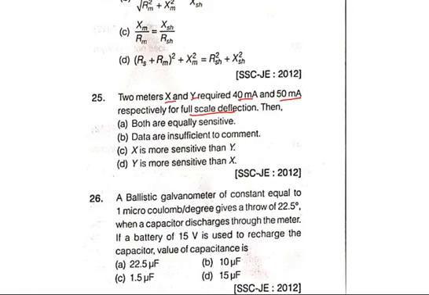Okay, two meters, readings given. For one meter 40 milliamps, another meter 50 milliamps. Which is more sensitive is asked. See, two meters X and Y required 40 milliamps and 50 milliamps respectively for full scale deflection. For full scale deflection, this much current is required. Then which of the following is the correct answer is asked.